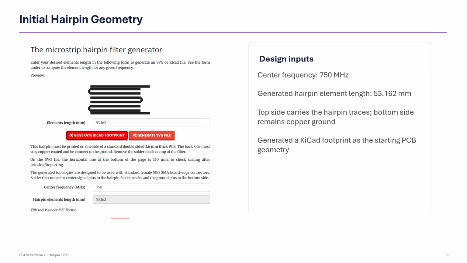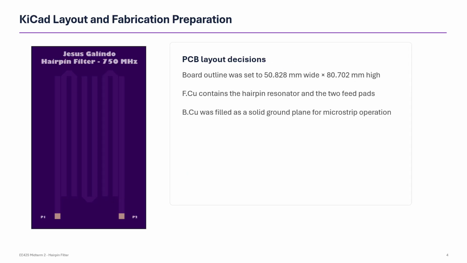So here is the initial hairpin geometry. As you can see on the left, that is the microstrip hairpin filter generator. And using a center frequency of 750 megahertz, the hairpin should be 53.162 millimeters. And I was able to just output that KiCad footprint and input it into KiCad, and then from there into ADS. So the board outline was set to about 50 by 80 millimeters with two layers, the front copper layer and the back copper layer.